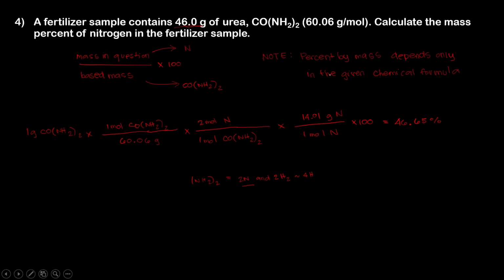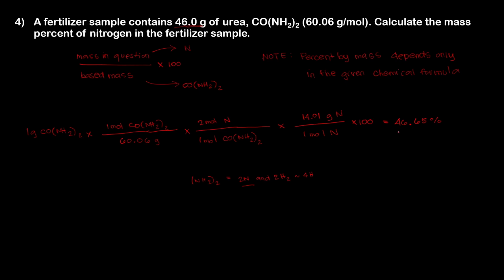So you don't need to use the given mass. In this case, it's probably the same thing, right? 46 grams of urea and 46.65%. But just remember that percent by mass depends only on the given chemical formula.